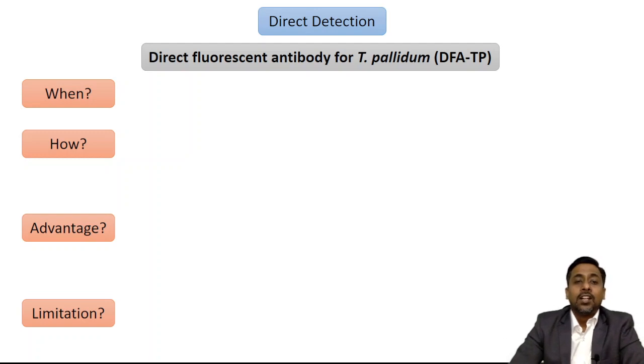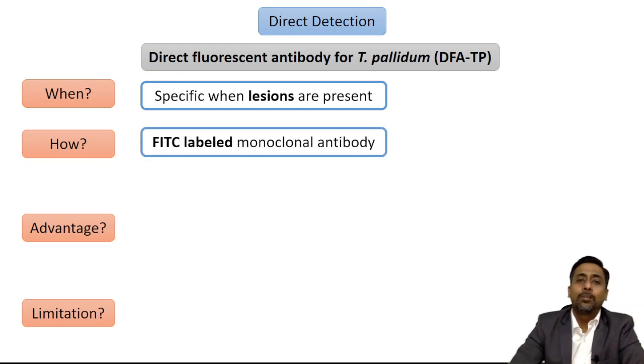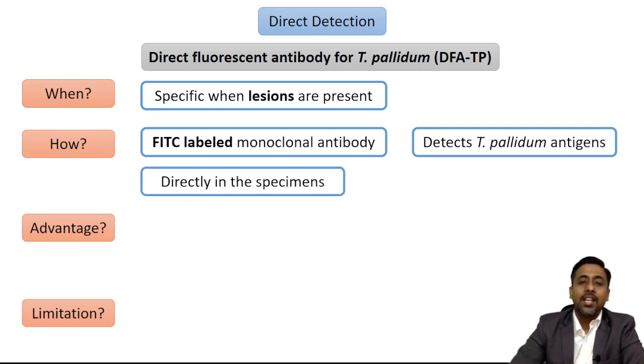Now we'll come to direct fluorescent antibody for Treponema pallidum, DFA-TP in short. And when to perform? Obviously when the lesions are present. And how is it performed? For this we will use a fluorescent tagged monoclonal or polyclonal antibody, and the fluorescent dye used is fluorescein isothiocyanate, FITC labeled monoclonal antibody. This antibody suspension will help to detect the Treponema pallidum antigen in the smear prepared from the lesion. And it can be performed directly on the specimen.